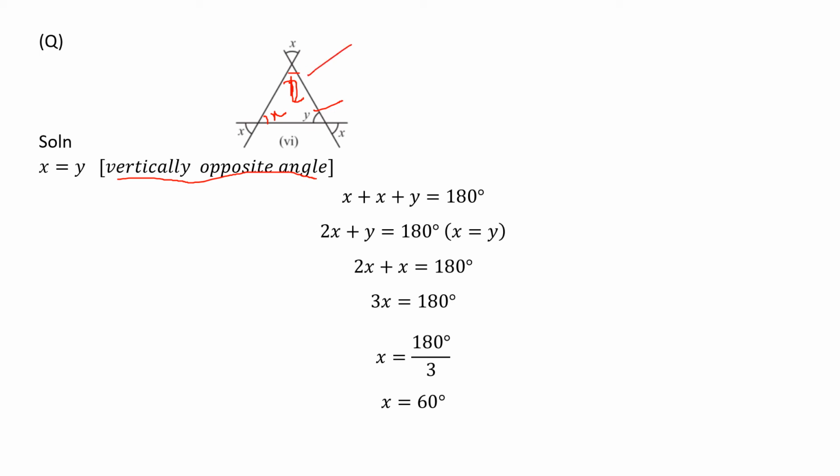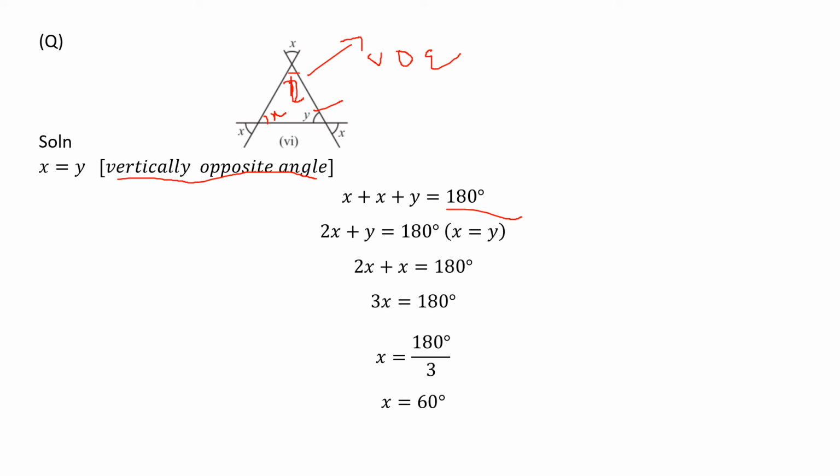So here what are we applying? Vertically opposite angles are equal. So we can write x plus y is equal to 180 degrees. Okay. Now x plus x, 2x plus y is equal to 180 degrees.